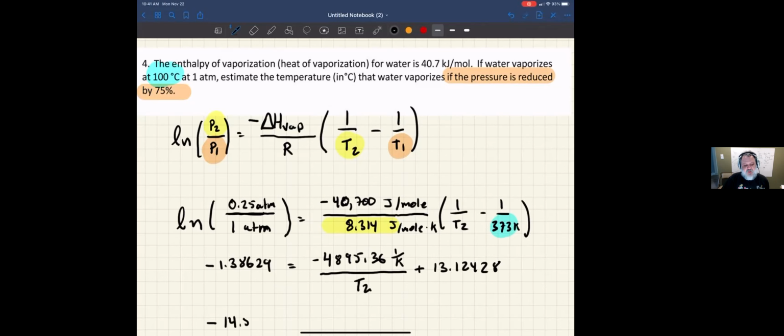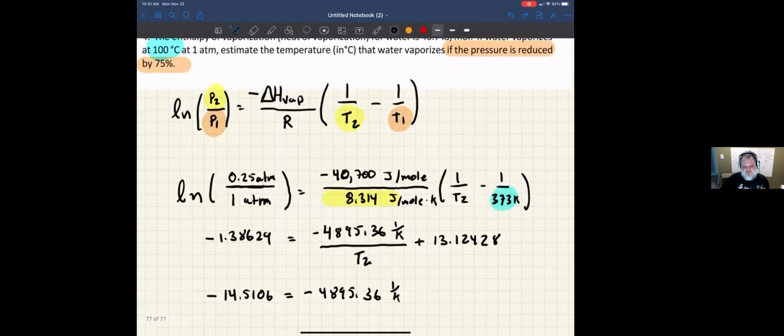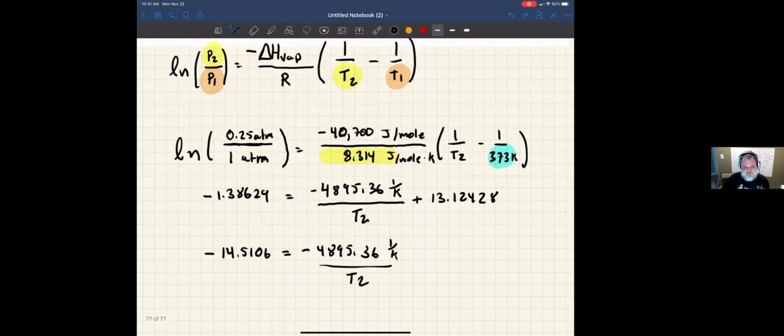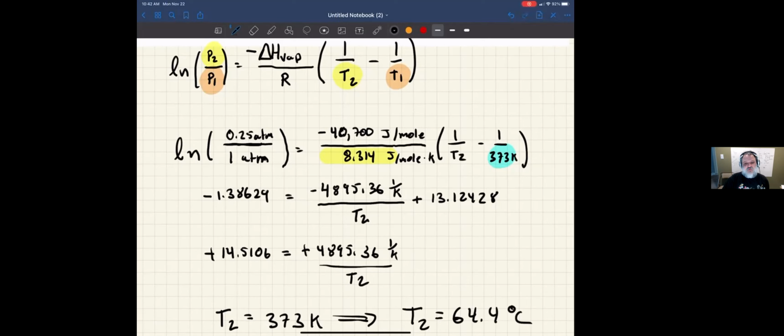So subtracting 13.12428 from both sides, I get negative 14.5106 on the left. And I get this quantity remaining on the right. Let's move that up a little bit. And so now solving for T2, just a quick note, negative times a negative is going to become positive. So T2 equals 373 Kelvin. And if I convert that to Celsius, I get 64.4 degrees C. And that's the final answer.